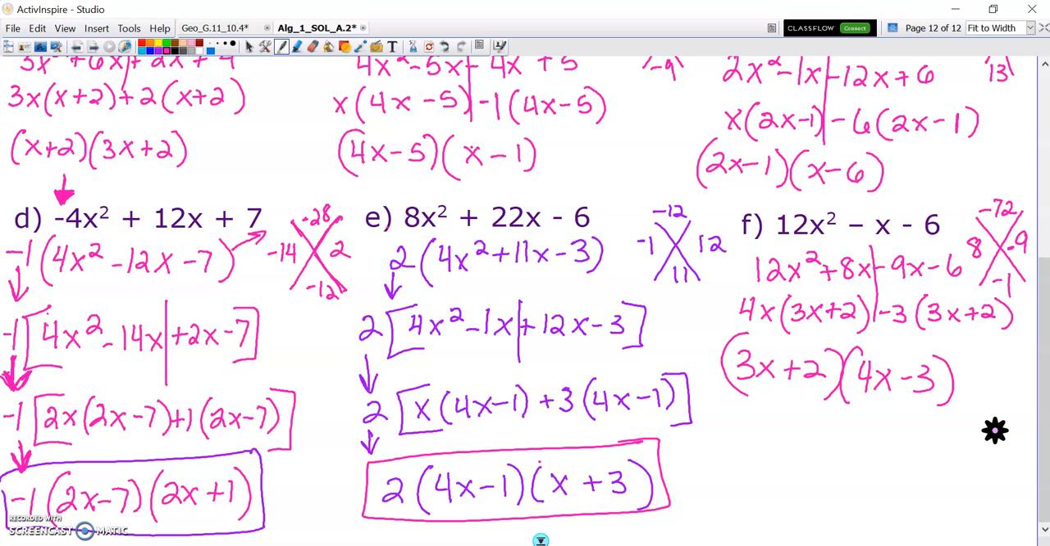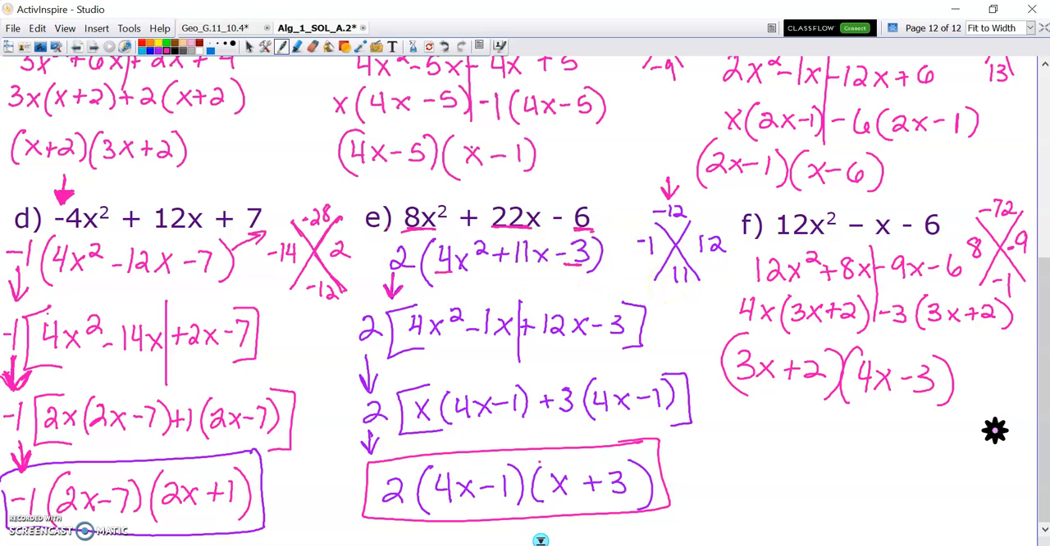In letter E, I'm not sure if you recognize this or not, but each term could be divisible by 2. So that's your GCF. Even with these, with a leading coefficient other than 1, you still want to see if you have a greatest common factor. In this case, we do it with 2. So 2 pulls out, and we have 4x squared plus 11x minus 3 in parentheses, and the 4 times -3 goes in the top, 11 in the bottom.